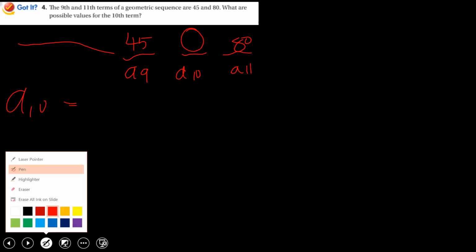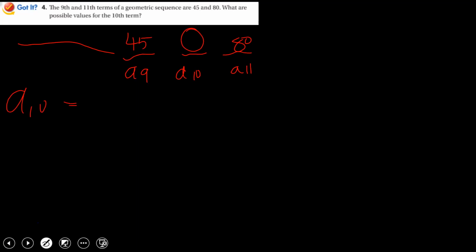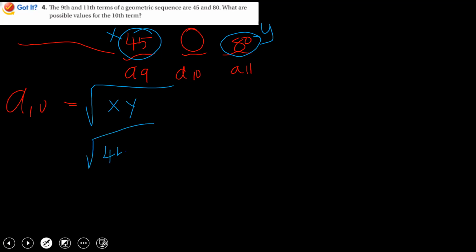Now, we said that this is a geometric sequence. Because it's a geometric sequence, I will name this term x and this term y. And the geometric mean is the square root of x times y. So it will be the square root of 45 times 80. This will be a sub 10. Then 45 times 80 is 3,600.